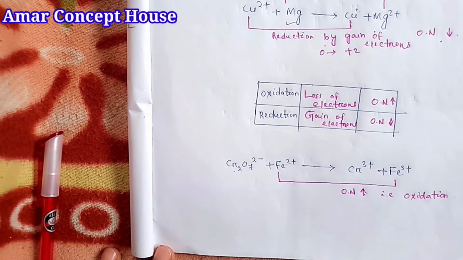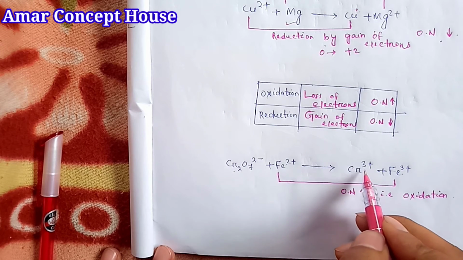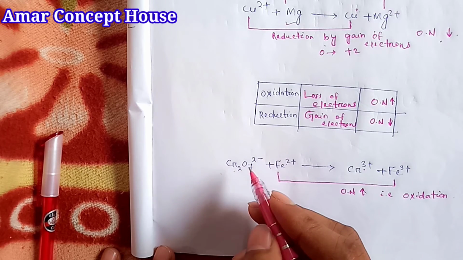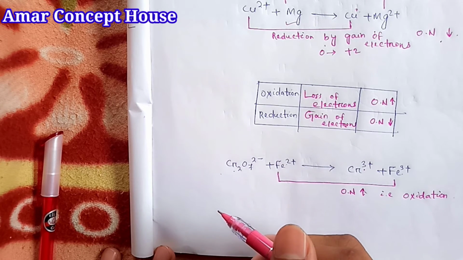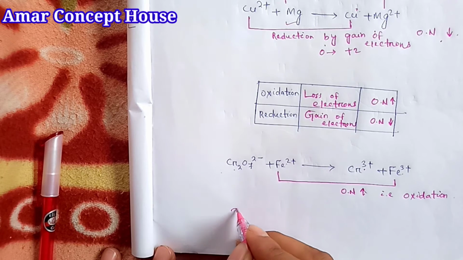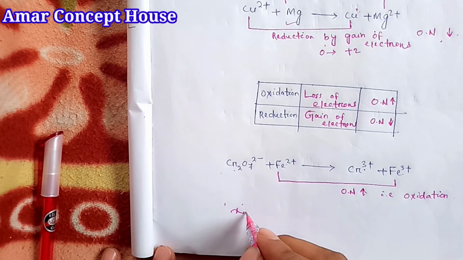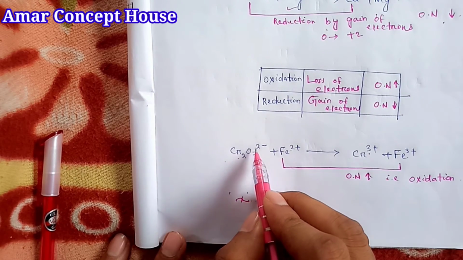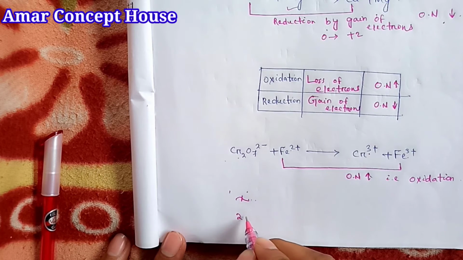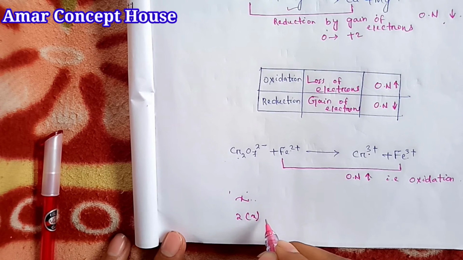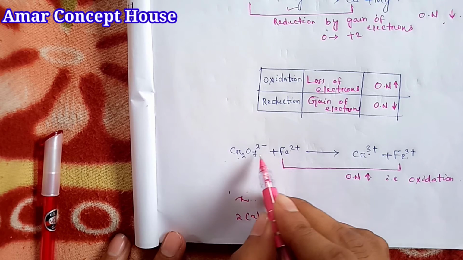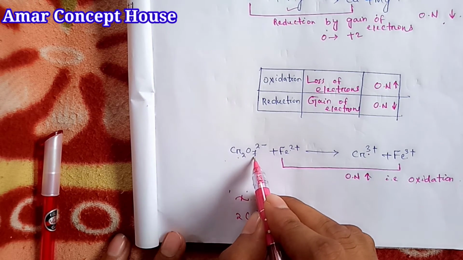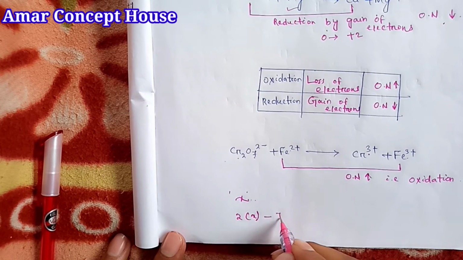Now we will talk about chromium. Here the charge of chromium is +3, but here we don't know the charge of chromium. So first we calculate the formal charge over chromium. Let the oxidation number of chromium be x. Here there are 2 chromium, so we write 2 into x. Now what is the formal charge of oxygen? -2, and the number of oxygen is 7. So we write -2 into 7.